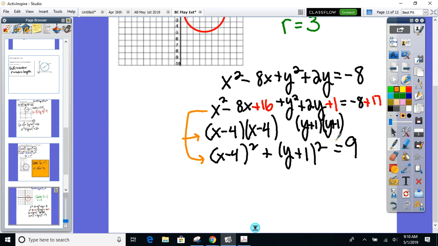I added 17. -8 plus 17 is 9, right? And where did I get the 17 from? It's what I added to the left side.